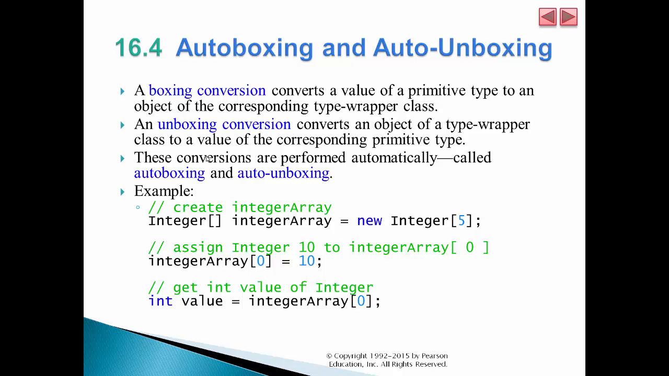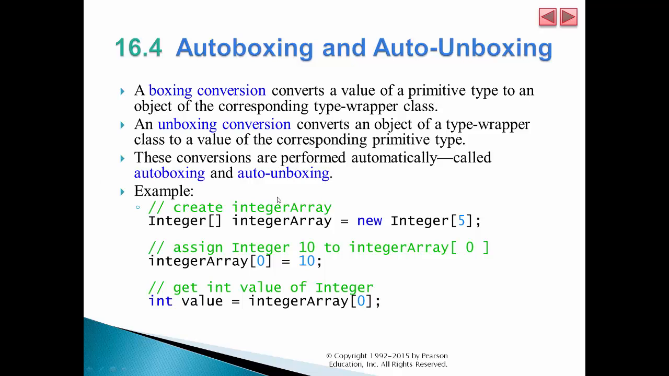So the boxing conversion is a conversion which converts a primitive type to an object representation of that particular primitive type, and unboxing is the reverse procedure. In Java, this actually is done implicitly, so you don't have to do it explicitly by passing a particular primitive value to a represented type wrapper class. You can do it implicitly.